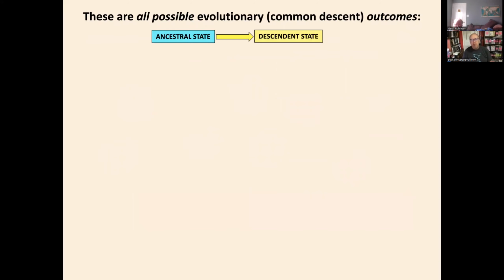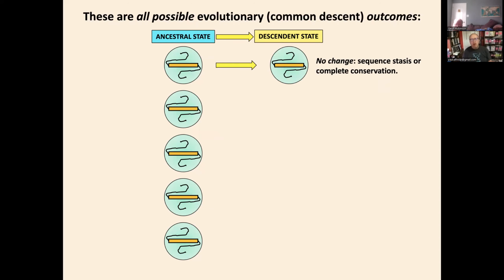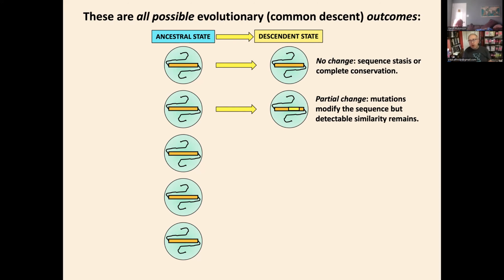Well, here are all the possible outcomes under a hypothesis of common descent. So we have the ancestral state, and the orange box there represents the gene. That's a DNA strand, chromosomal strand. It's just a cartoon. We have the ancestral state, 5 positions there on the left. Well, you could have no change at all. Complete stasis. The gene is under very strict surveillance by natural selection. There's no change at all. That's one possible outcome.